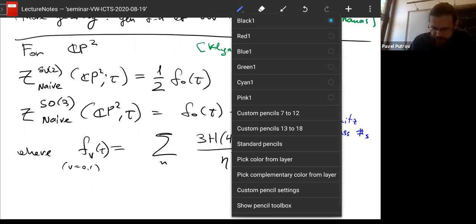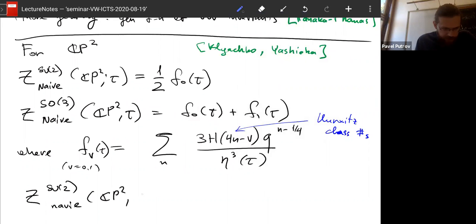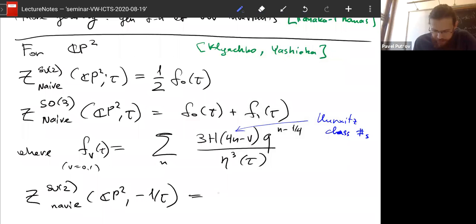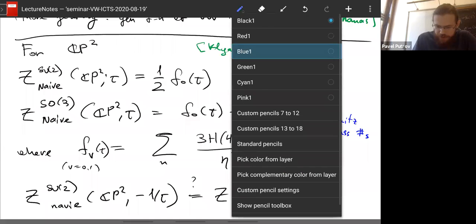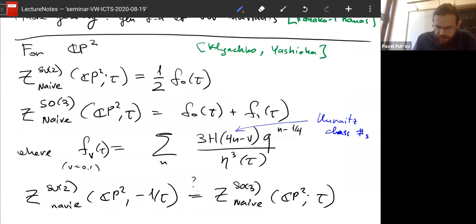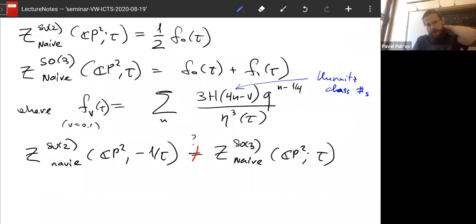to see if this property about S-duality is satisfied? So I want to check if this naive function with coupling -1 over tau is equal to the SO3 naive partition function. And it turns out it's not the case. This was originally a puzzle, a puzzle that appeared in the original paper by Vafa-Witten.